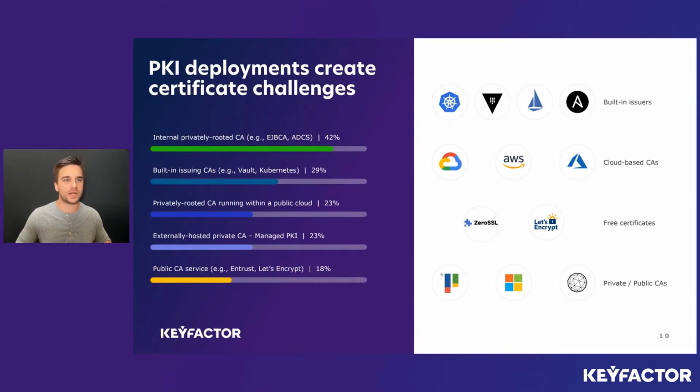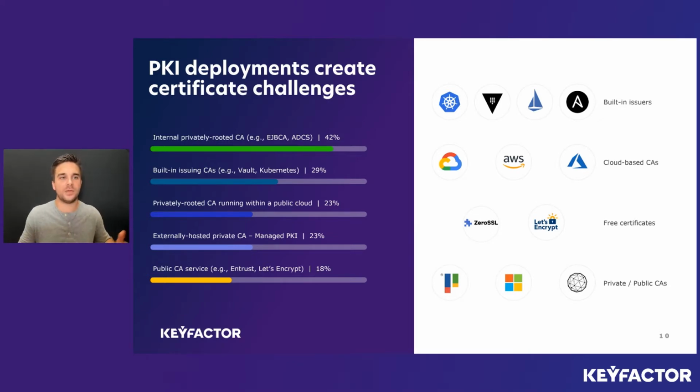So if we're talking about the built-in issuers that are out there, you have things like Ansible and Istio and HashiCorp and Kubernetes. All these things have these onboard issuing CAs. You also have cloud-based CAs like EJBCA, you've got AWS, you've got Google CAS, which is a new one that just came out. You've got free certificate authorities that are out there like Let's Encrypt. And you've got the internal or private certificate authorities like EJBCA, Microsoft, and others.